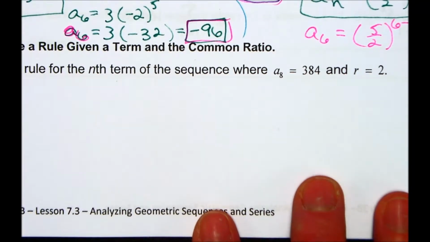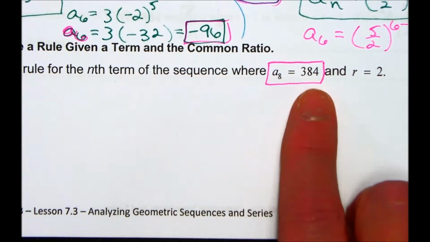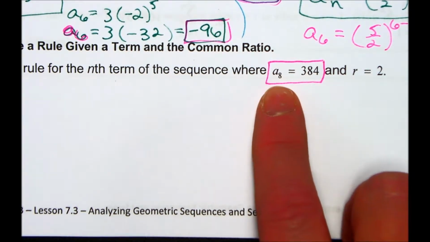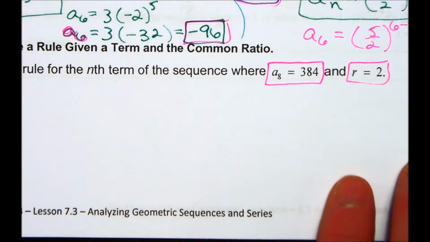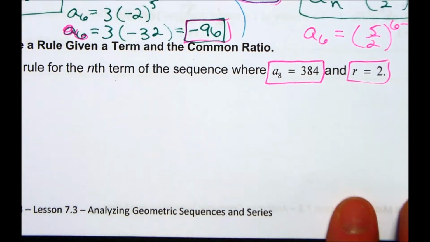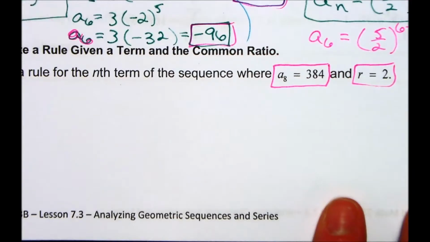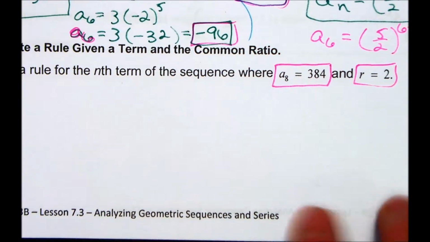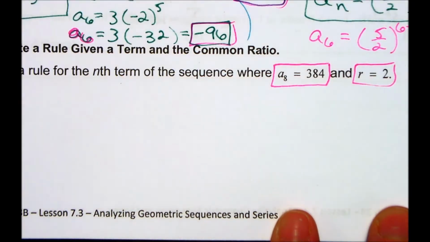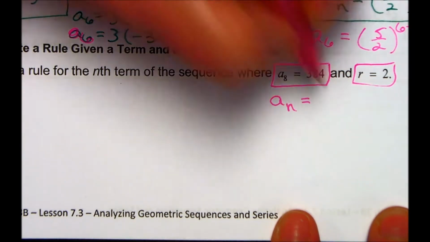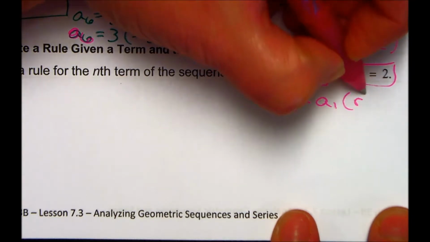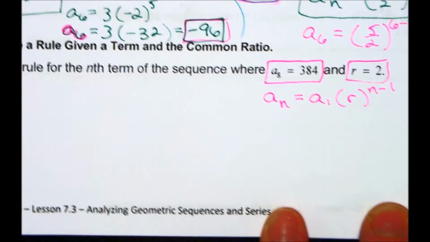Instead of being given a list, we are given one of the terms. So we're told the 8th term in the sequence is 384, and the ratio is 2. But we can't write our equation until we know the first term. So we're going to use our formula, a sub n equals a sub 1 times r to the n minus 1 power.